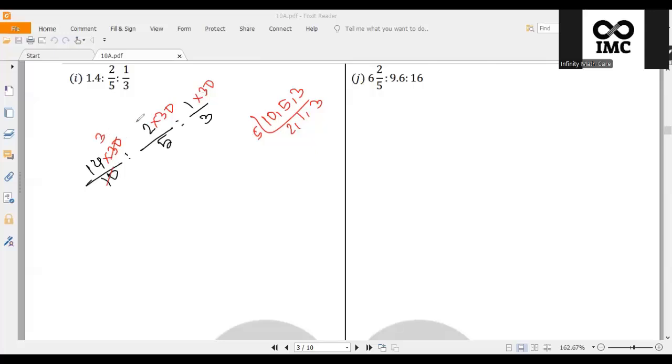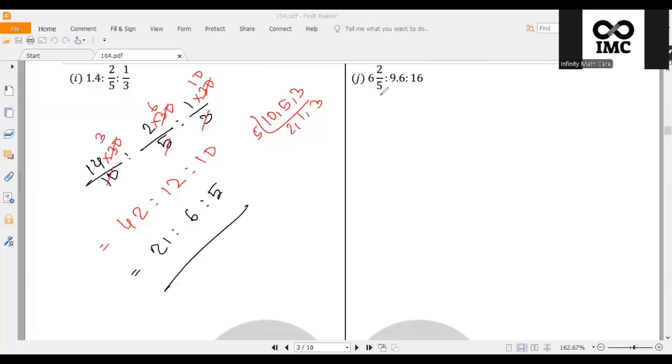So we are multiplying by 30. 30 by 10 will be 3. 30 by 5 will be 6. 30 by 3 will be 10. So what will you get? 3 14s are 42 is to 6 twos are 12 is to 10 ones are 10. Now convert into simplest form. How? Divide each one by 2. 2 21s are 42, 2 6s are 12, 2 5s are 10. Okay. This is the simplest form of this ratio.